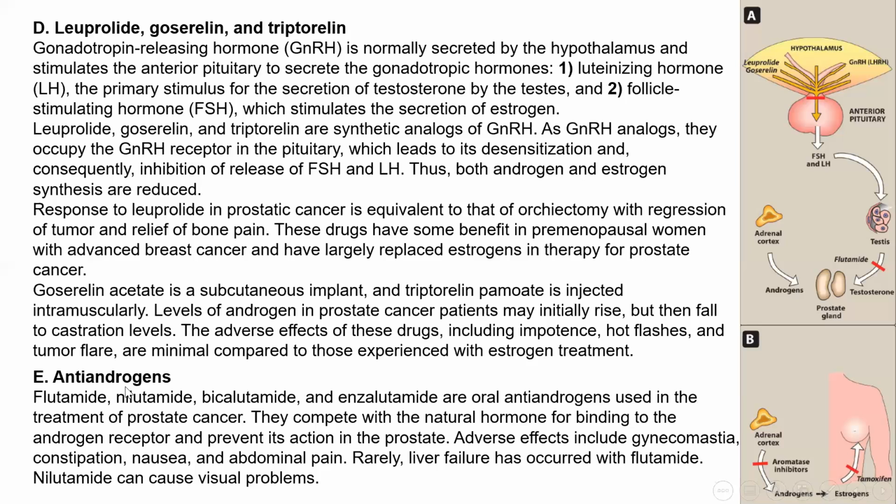Then we have the anti-androgens, and in this class we have certain drugs: flutamide, nilutamide, bicalutamide, and enzalutamide. All of them are oral agents, used as tablets to treat prostate cancer. They compete with the natural hormone for binding to the androgen receptors and prevent the action of androgens on the prostate. So they are direct competitive inhibitors of androgens at the androgen receptors in the prostate. Adverse effects could include gynecomastia, due to low androgen levels, constipation, nausea, and abdominal pain. Also, these agents could lead to liver failure, as noticed with flutamide.